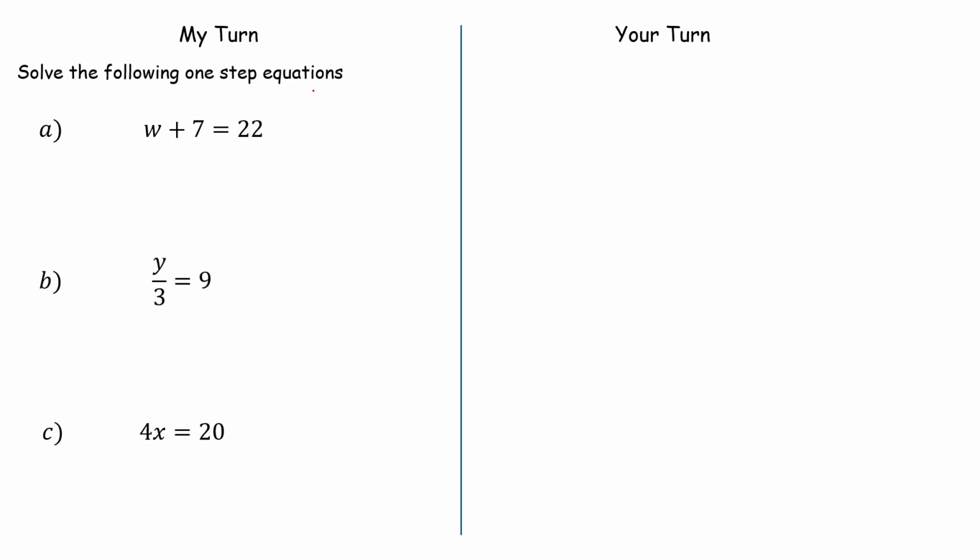So we're going to go through some my turn, your turns now, and we can always relate back to the weight scale analogy. Okay, so solve the following one-step equations. We've got w plus 7 is equal to 22. Now, I'm trying to solve this. For the first one, I'm trying to get w to be equal to something. And I saw previously, how would I get rid of that plus 7? When it was formed, it was w, I added 7.